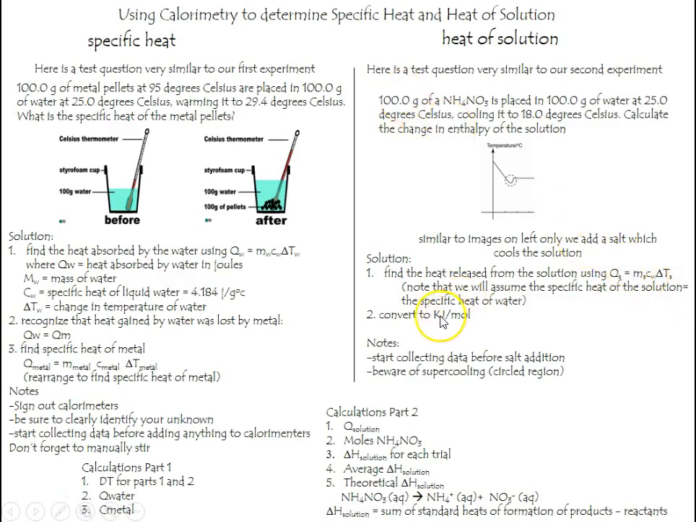And then do 2 unit conversions, joules to kilojoules and grams to moles, to give the answer in kilojoules per mole. A couple notes. Start collecting the data before you add the salt, just like we did there. And beware of the supercooling region. When things cool down, they can kind of overcool and then stabilize. So you want to ignore that little trough, if you will, and just go with the baseline numbers. And you're always graded on precision, so be sure to do that.